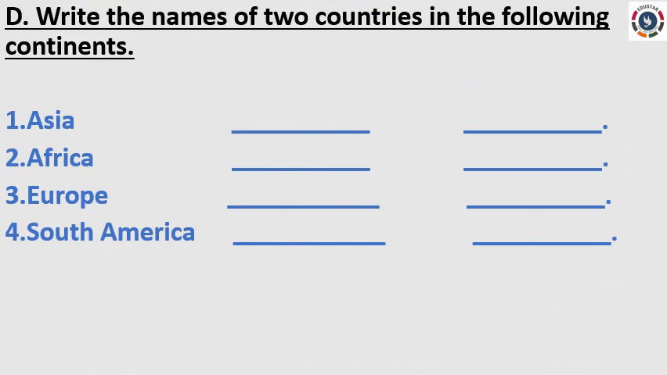Next, part D. Write the names of 2 countries in the following continents. Number 1, Asia. Number 2, Africa. Number 3, Europe. Number 4, South America.